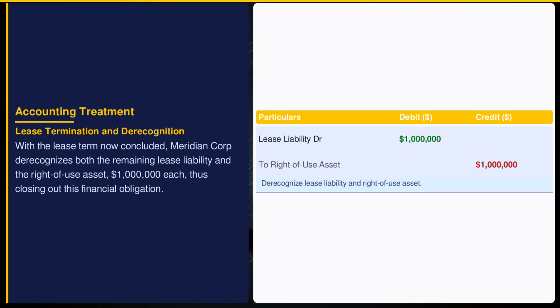Derecognition marks the end of the lease's financial impact. Indian Accounting Standard 36 requires removing both the asset and liability from the balance sheet, reflecting the lease's fulfillment. For Meridian, this closure simplifies future reporting, ensuring the company's records no longer reflect this previously significant contractual obligation.